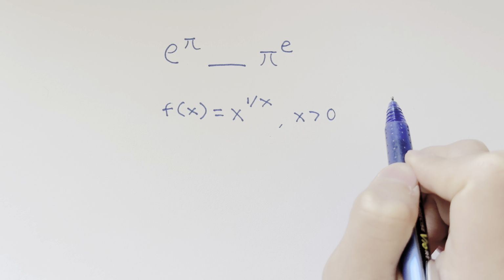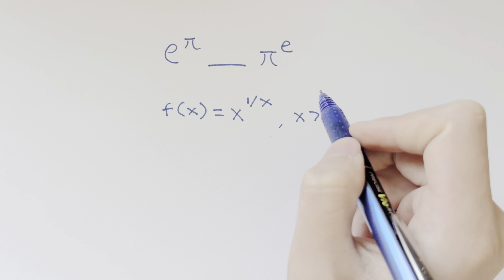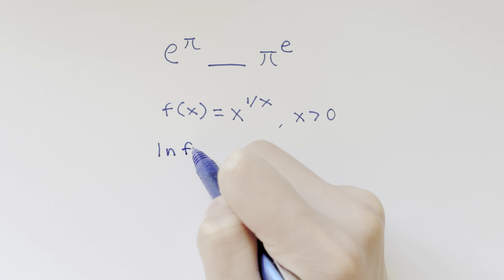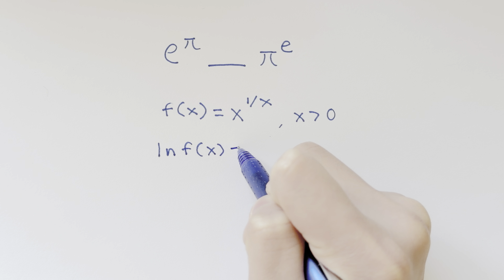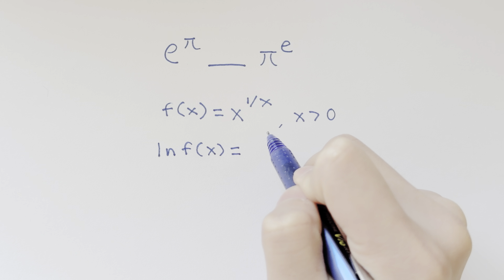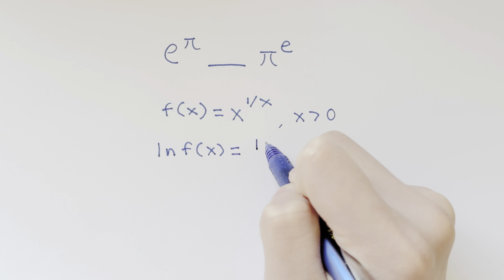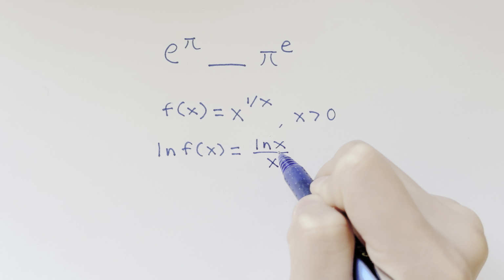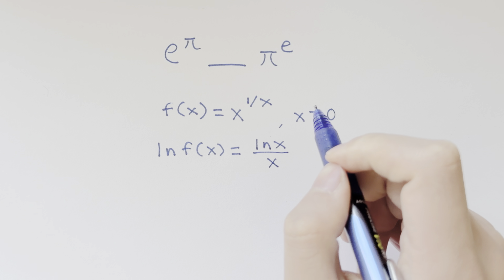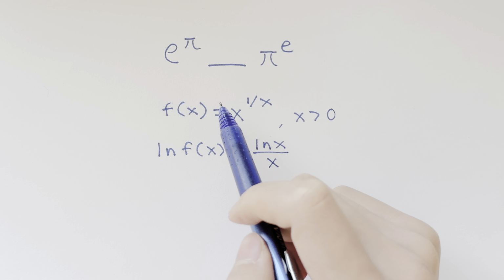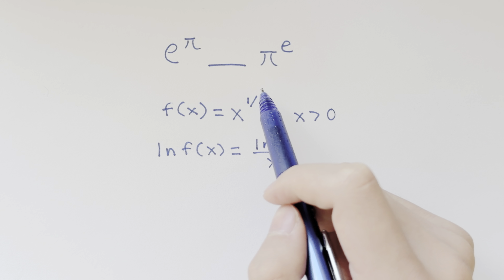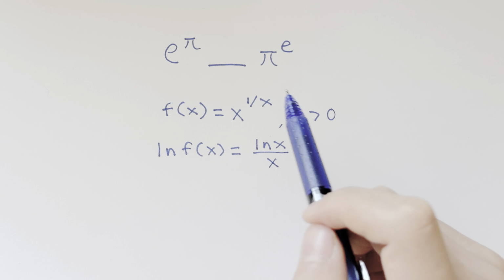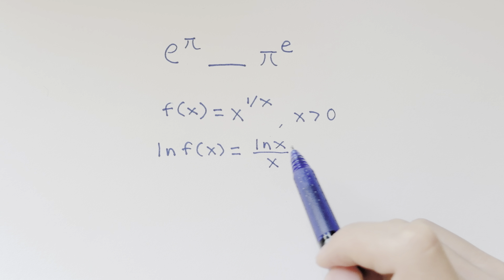We can differentiate, taking the natural log of both sides. So we have ln of f of x is equal to ln x over x. The reason for this is that once you take the ln, it becomes ln of x to the power 1 over x. By the property of natural logarithms, we can bring the exponent outside to be the coefficient multiplied by ln x. So just ln x divided by x.